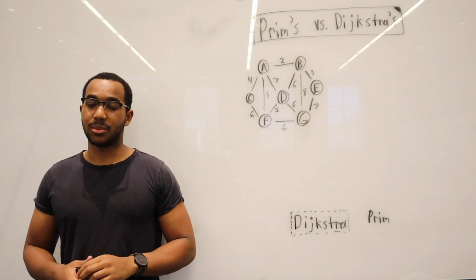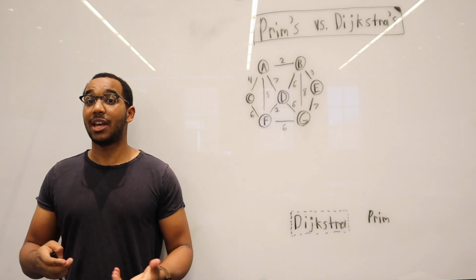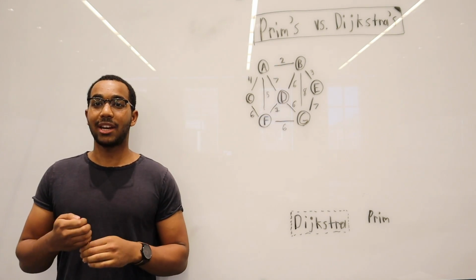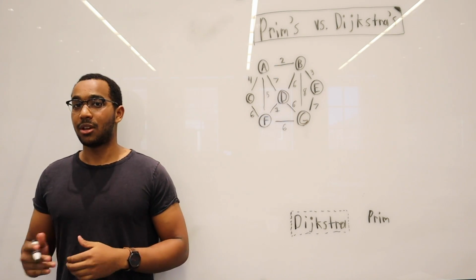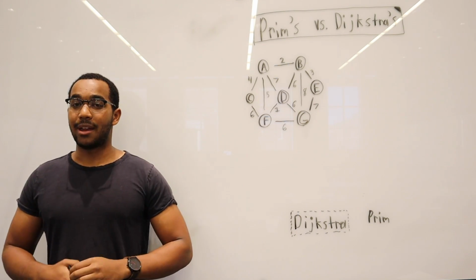These are both greedy algorithms. They both operate on graphs. They both create trees, but at the end of the day, they have different goals, and their greedy strategies optimize for different things. So we're going to perform both of them on this graph, and we're going to draw that distinction and make it really clear.